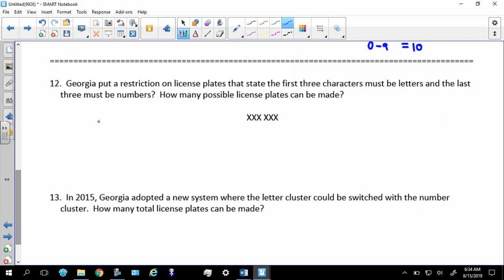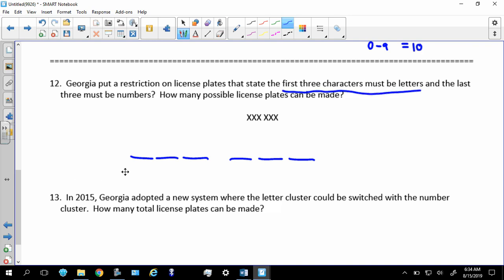All right, 12. Georgia put a restriction on the license plates, stating that the first 3 characters must be letters and the last 3 must be numbers. How many possible license plates? All right, so again, same exact thing, 1, 2, 3 blanks, 4, 5, 6. It says the first 3 characters must be letters.